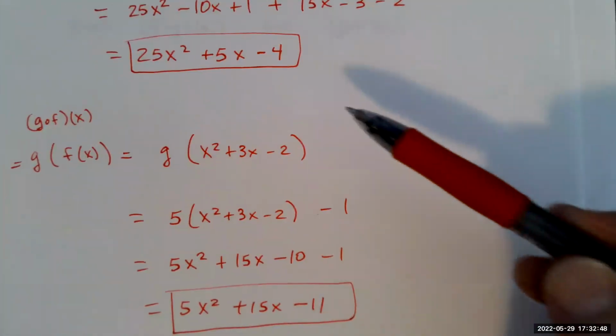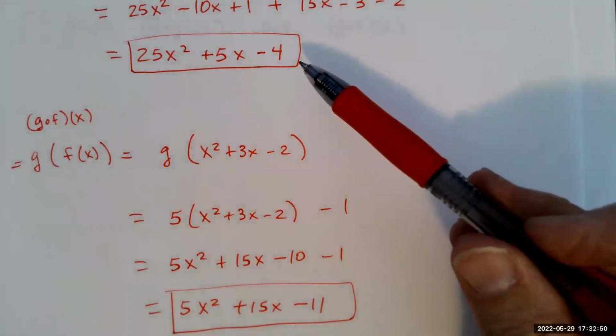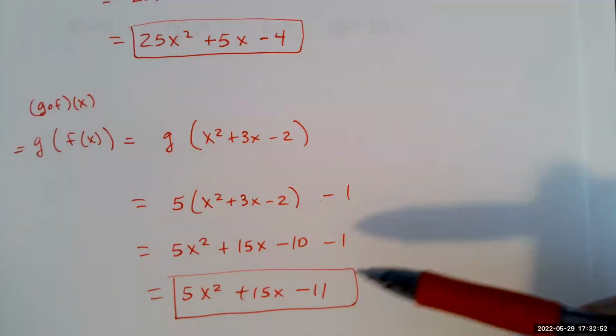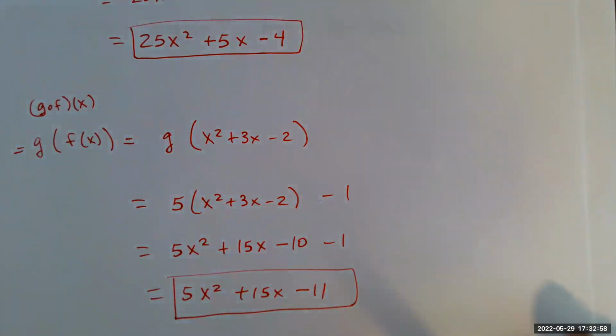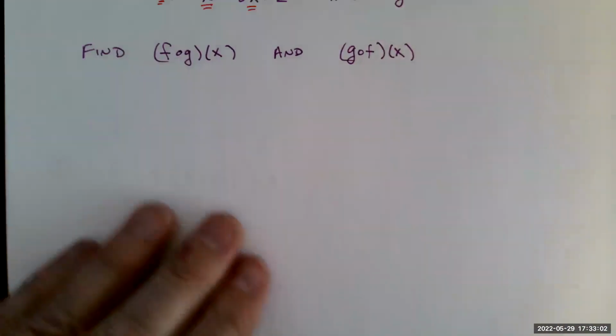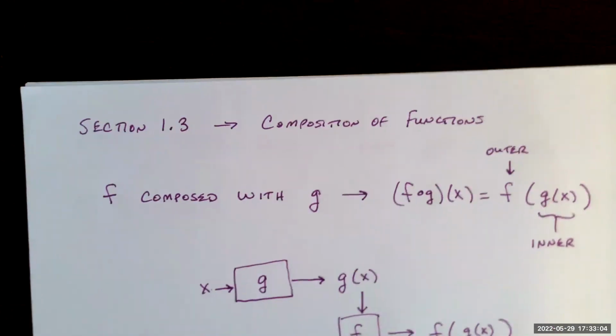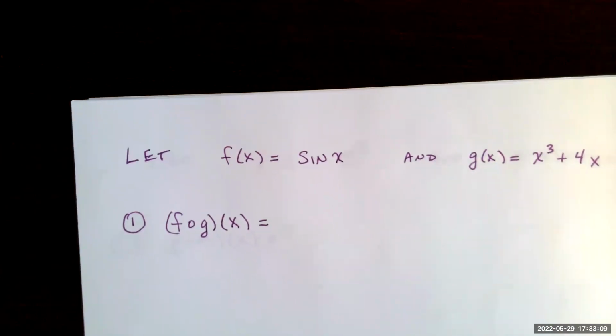You can see that F of G of X, F circle G of X up here is not the same as G circle F of X. So they are different. Okay, so that's the basic idea. Now there's lots of different functions we can compose together and create these compositions. So here's another set, another example here.